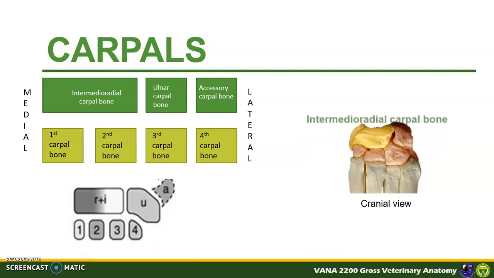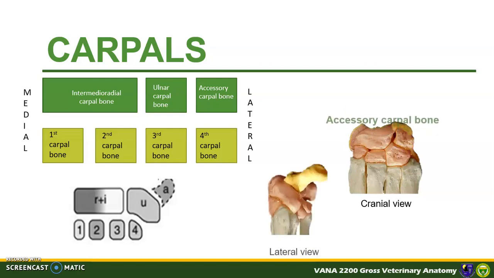The intermedio-radial carpal bone is located at the medial side of the proximal row and is the largest carpal bone. The ulnar carpal bone is the lateral bone of the proximal row. The accessory carpal bone is a truncated rod of bone located at the palmar side of the ulnar carpal bone. Here is a lateral view of the carpus to show fully the accessory carpal bone.